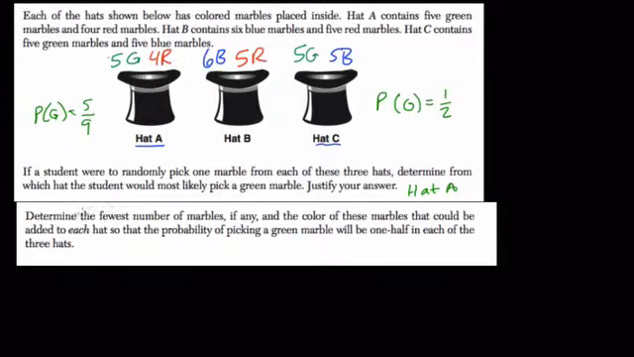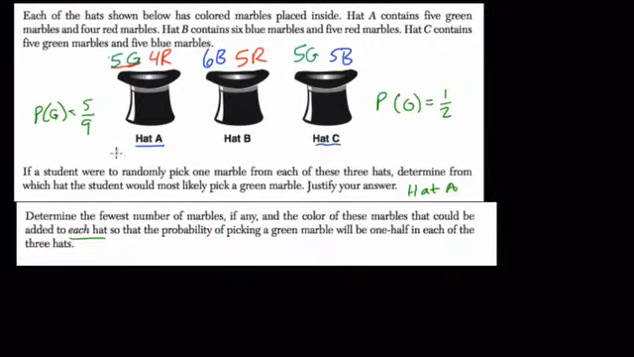Okay, determine the fewest number of marbles and the color of these marbles that could be added to each hat, so that the probability of picking a green marble will be 1/2 in each of the 3 hats. It's kind of a fun question, right? So we need this way. If we have 5 green marbles, 10 in total will make a half.